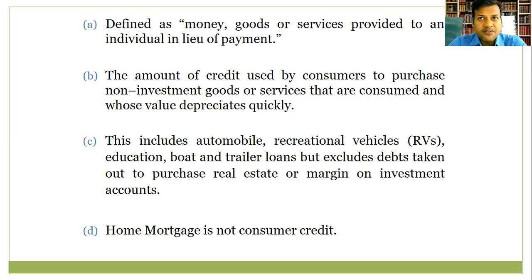If you take your mobile phone, the company says the Apple value depreciates over 3 years. So, what is consumer credit? What are the other uses of consumer credit? It includes buying automobiles, recreation vehicles, education, boats, and trailer loans. Except for real estate, all these things come under consumer credit.